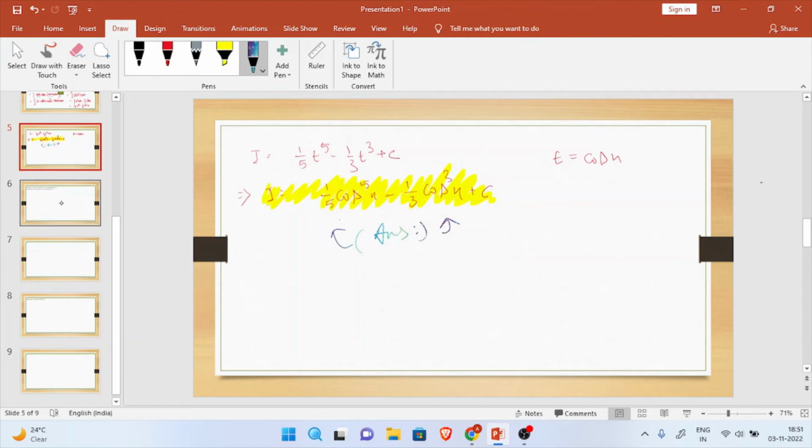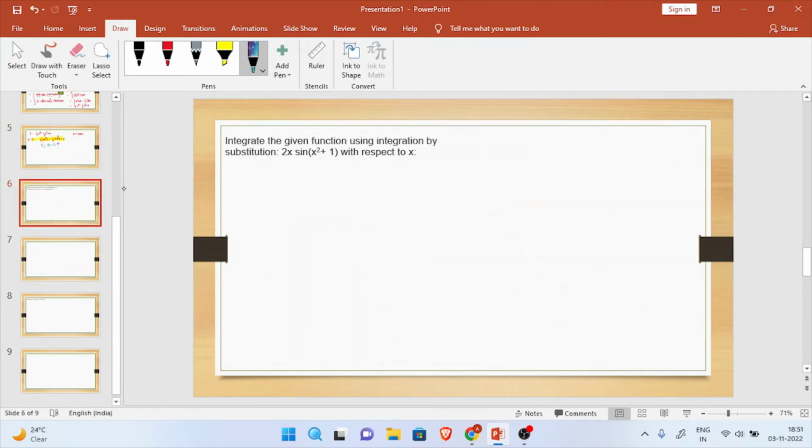I hope you get the solution. Now we will look at the next question, which is to integrate the given function using integration by substitution. In this question, we are asked to use the property of substitution.